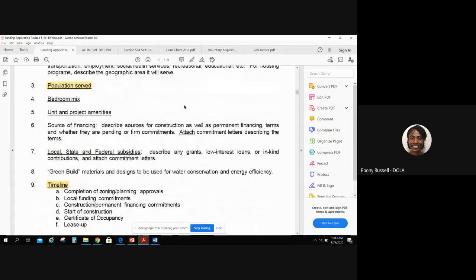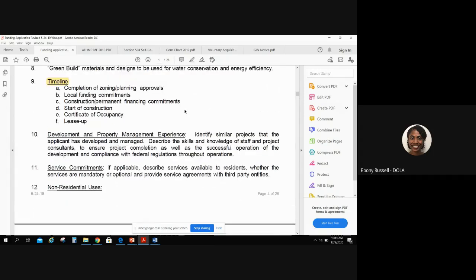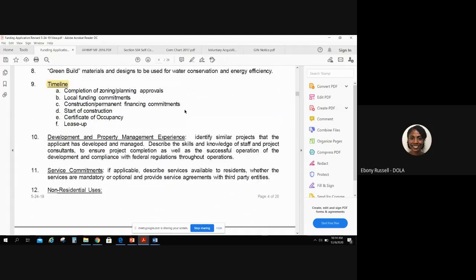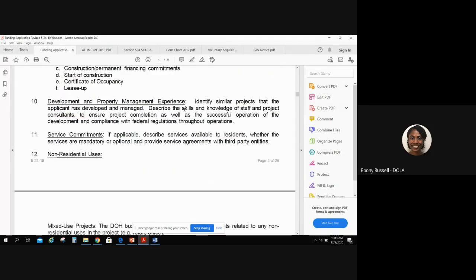Population served, again, we can only serve a project that benefits 51% low-income participants with incomes at 80% or below AMI. Your timeline, if you're looking to get your project funded quickly, some of these federal requirements take time to show compliance, and so that will also tell us if we're able to use CDBG funding.